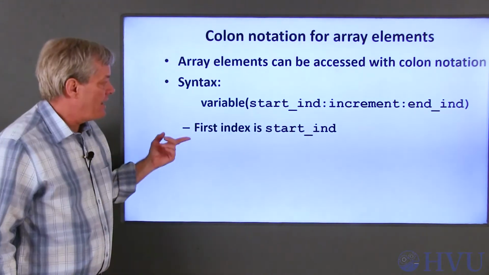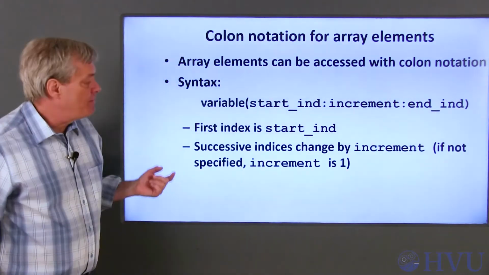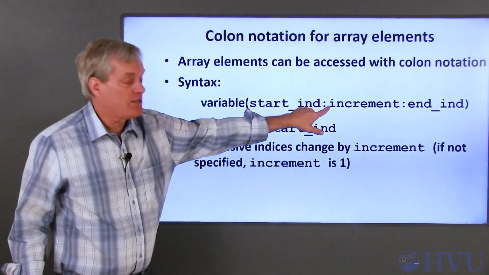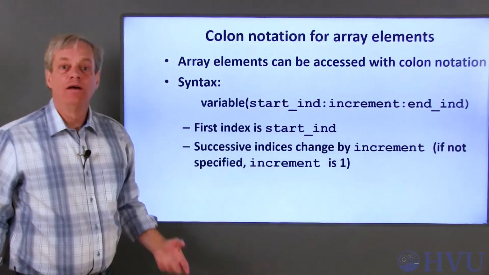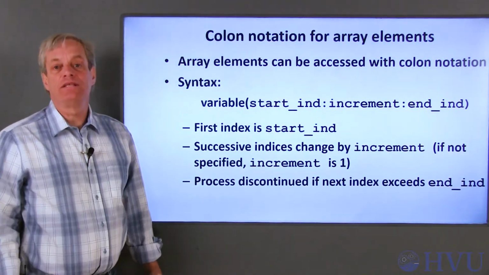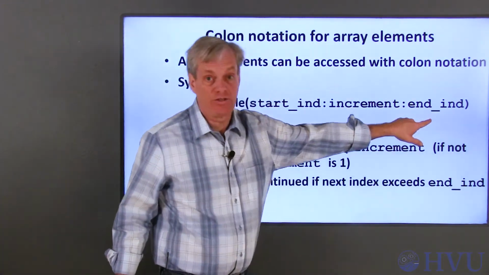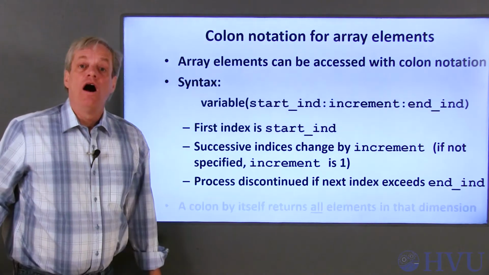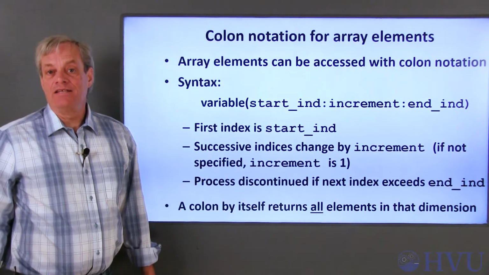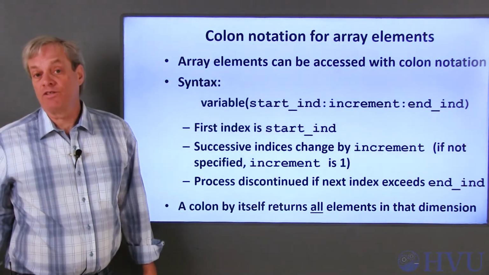The first index is specified by start_ind. Subsequent indices are created by adding the increment to the previous index. The command stops creating indices when the next value in the sequence exceeds the value specified by end_ind. A colon by itself returns all of the elements in that dimension of the array. If you don't specify an increment, Octave counts by ones.